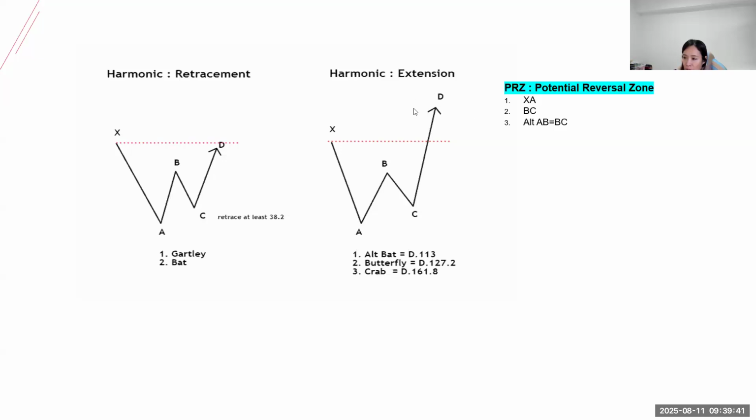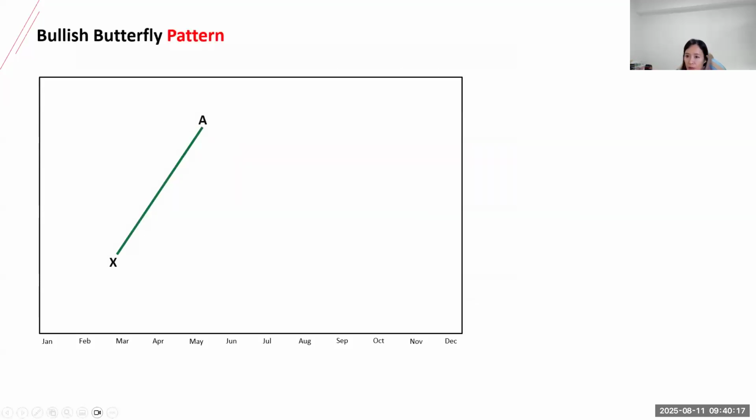Whenever the D leg finishes, we're going to sell from this level that we call the PRZ, or potential reversal zone. Whatever the D ends at, look to your left: there will be either a resistance level, a supply zone, Fibonacci lines close to each other, or an FVG, or fair value gap, somewhere around this, and then you sell. Now I'm going to continue with the butterfly pattern. Bullish and bearish is just the opposite.